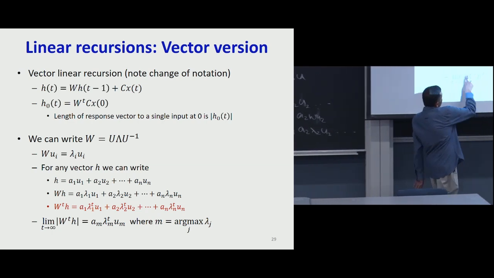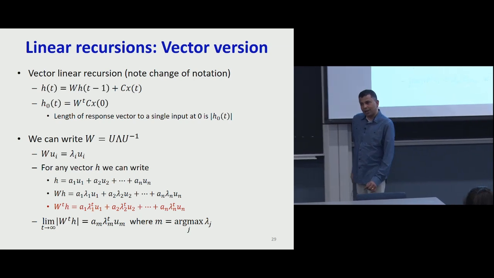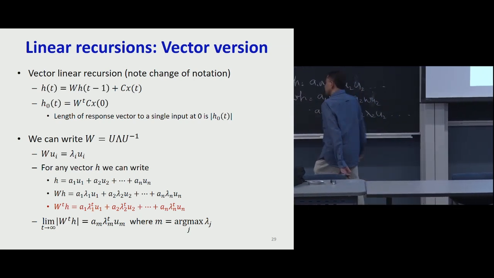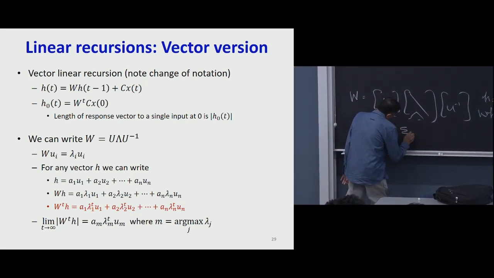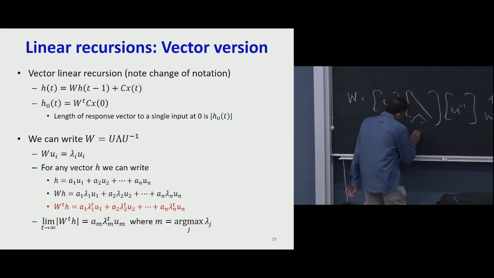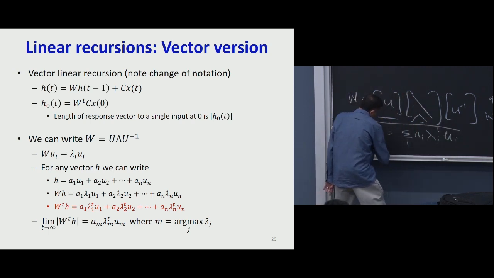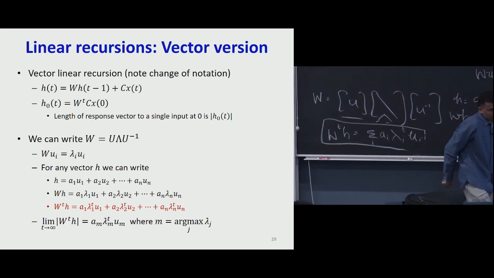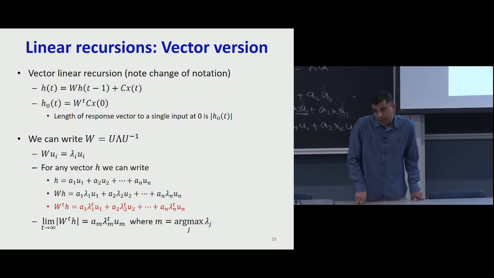So when I say W raised to t times h, the result is the summation over all of the eigenvectors of a_i lambda_i raised to t times u_i. This is your standard eigenvector expansion, right? So now what does this mean?